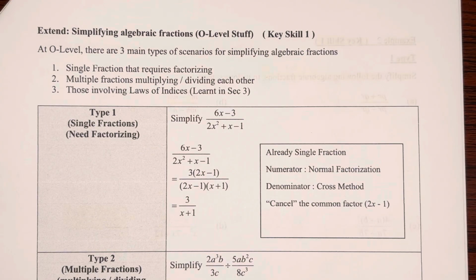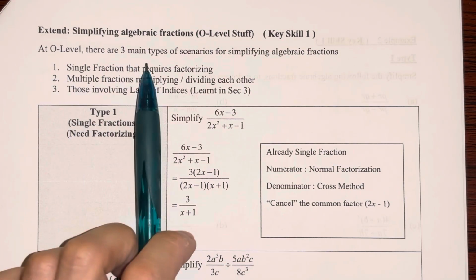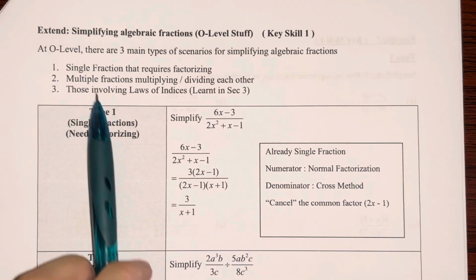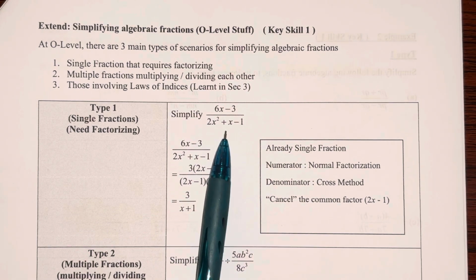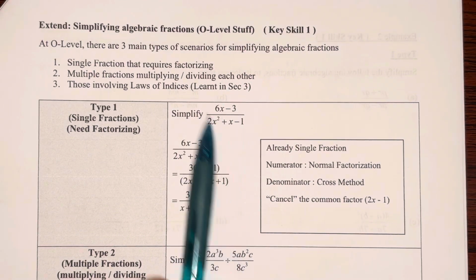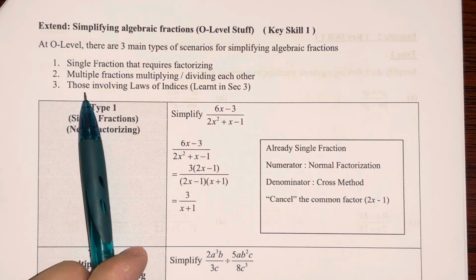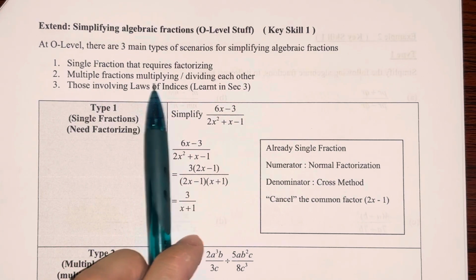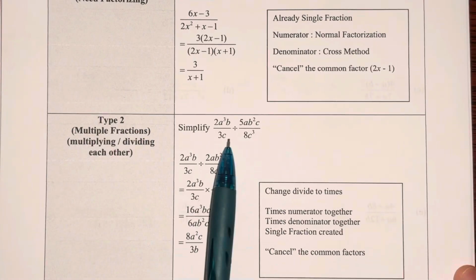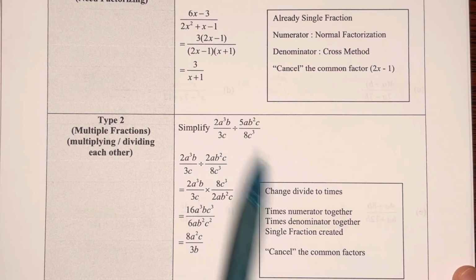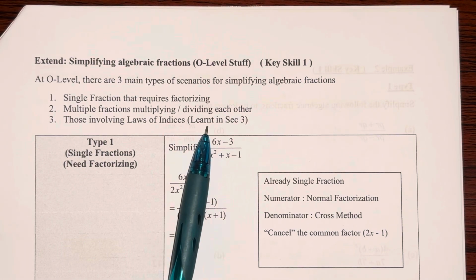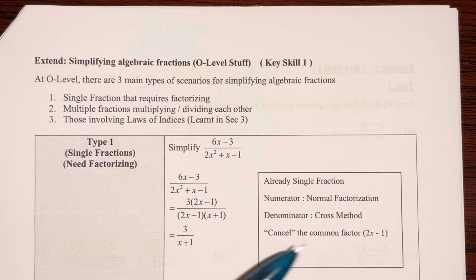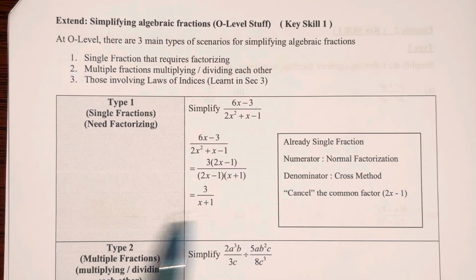So let's come back to Sec 2. You can see that at O levels there are 3 main types. So like I said, the first type is one single fraction that requires factorizing. So that looks like something like this, one single fraction, and then you are simplifying this fraction. The other one will be multiple fractions either multiplying or dividing each other. So an example will be this. You can see that this is 2 fractions divided by each other. It can be divide or times. The last type will be those involving laws of indices. So this is a Sec 3 thing. We're not going to cover this in this video because this is for Sec 2. Okay, so let's look at the first one.